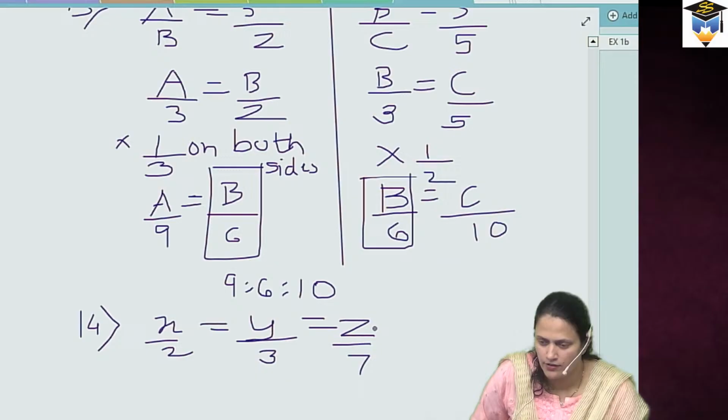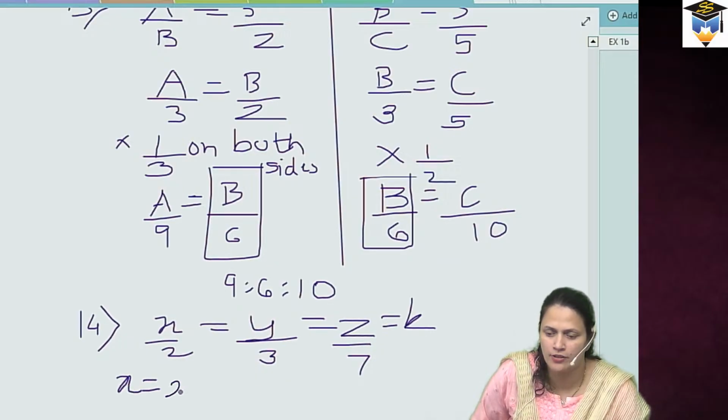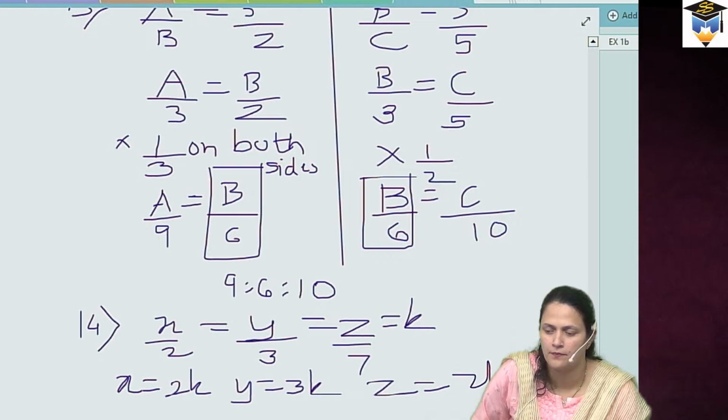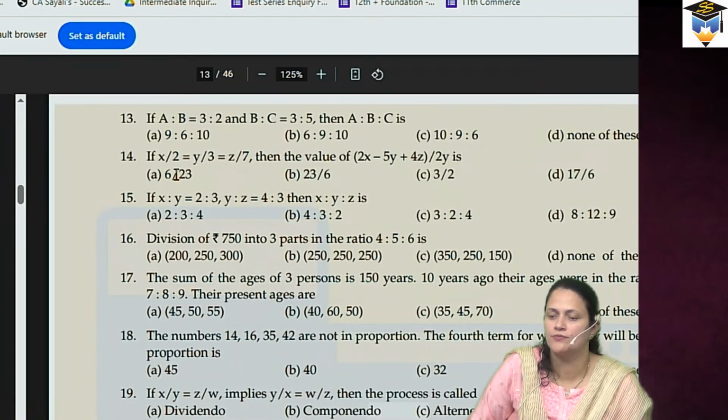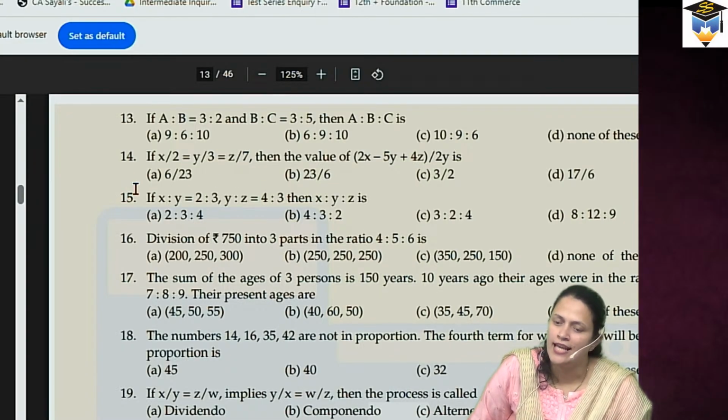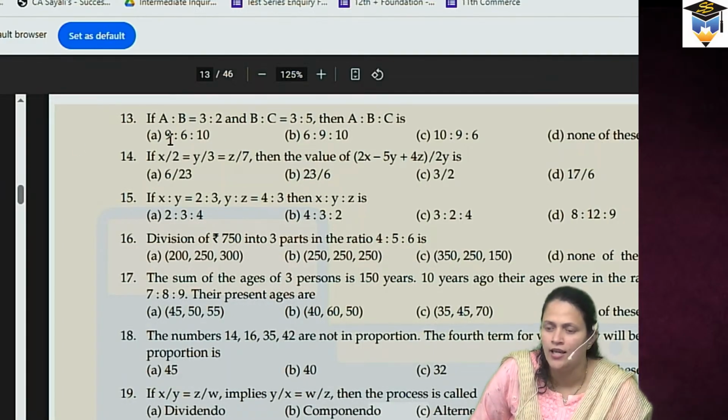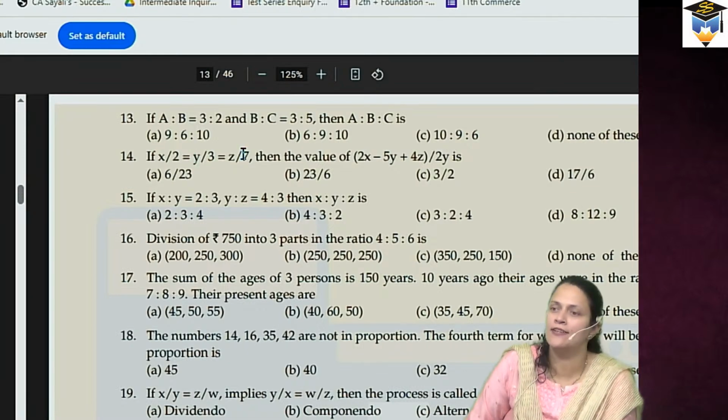Now in the next one, this ratio is given to us. So the value of x is equal to 2k, y is 3k and z is 7k. Check this out. This is given to you: x by 2 is equal to y by 3 is equal to z by 7. I am equating it to a constant k. So I can get the value of x as 2k, y as 3k and z as 7k.